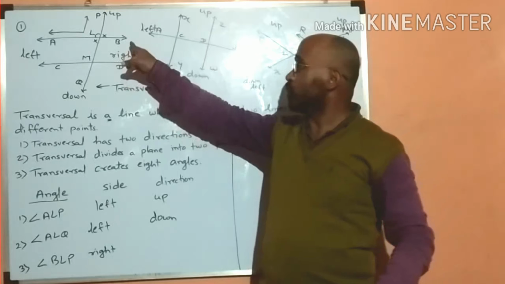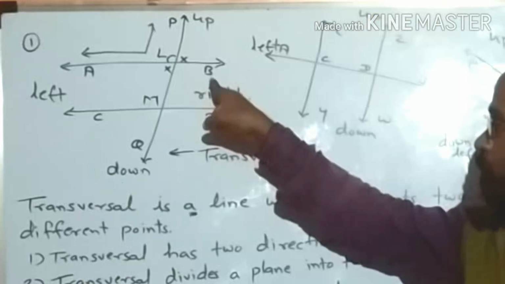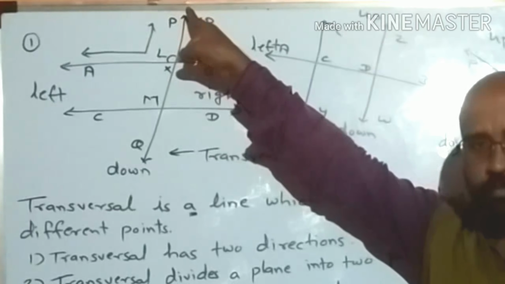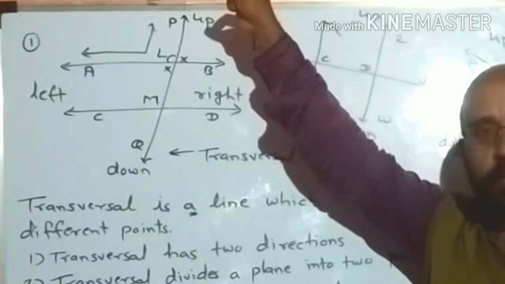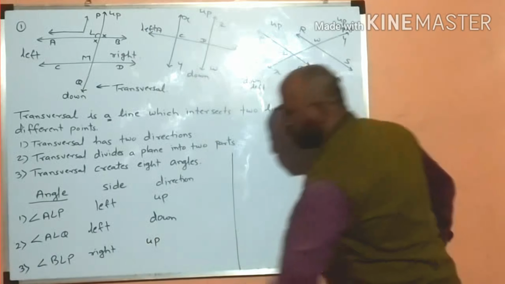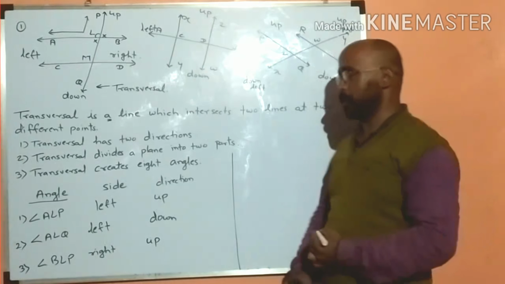What is direction of this BLP on transversal? BLP has two arms, LB and LP. Among this, LP is part of transversal and it's going towards upward. So LP is on up side of the transversal. Are you getting it, students? I hope you are getting it.